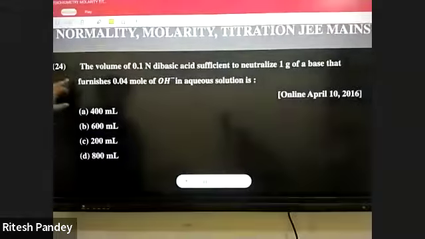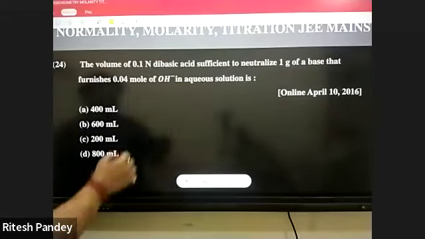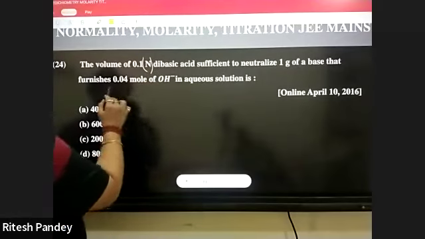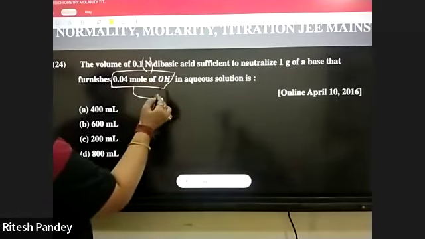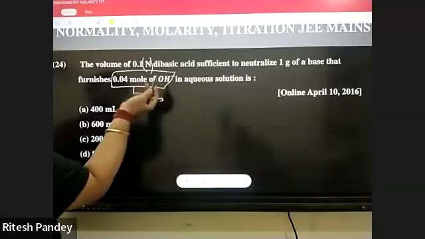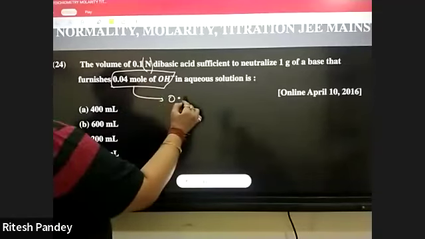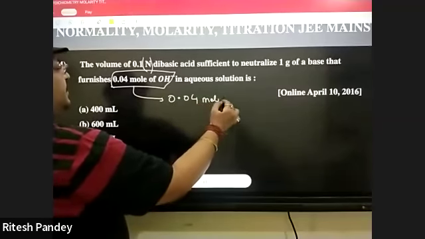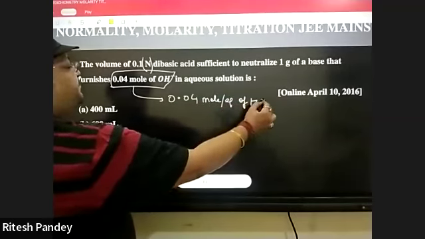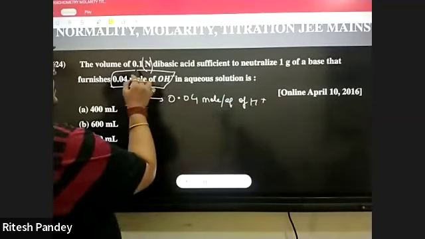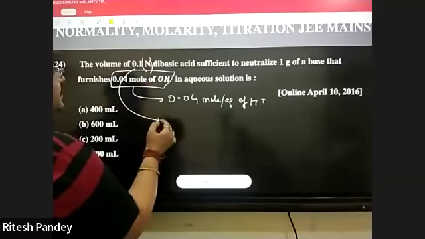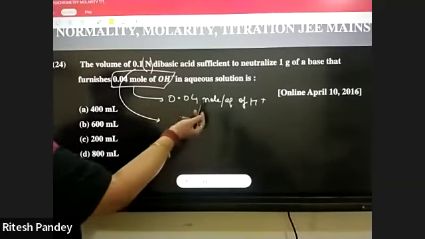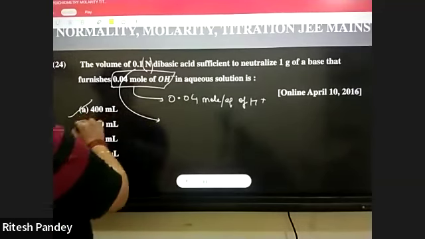24. Volume of 0.1 normal diabetic acid sufficient to make the base, you know, that is furnishing 0.04. देखो इससे काम हो जाएगा. 0.04 mole, so 0.04 equivalent. This I guess is going to require 0.04 mole or equivalent of extra. It certainly is going to come from 0.1 into 0.1 normal, 0.05 normal, तो normal से तो करेंगे. A.